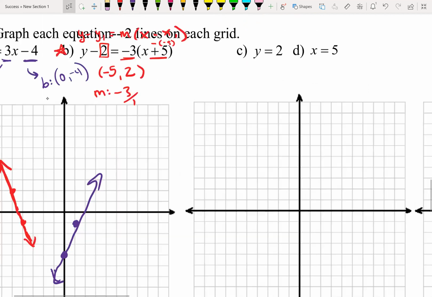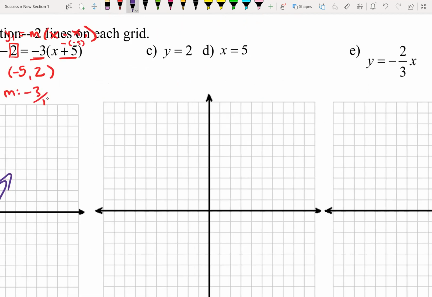Looking at the next 2, we've got y equals 2. So notice this one's a little bit weird. Technically, we could think of this in slope-intercept form and say that this is y equals 0x plus 2. But we can also think, and I know I put it on the first page of the notes, if you need to go back and take a look, you definitely can. Anytime that we see y equals, it's always going to be a horizontal line. Anytime we see x equals, it's going to be a vertical line.